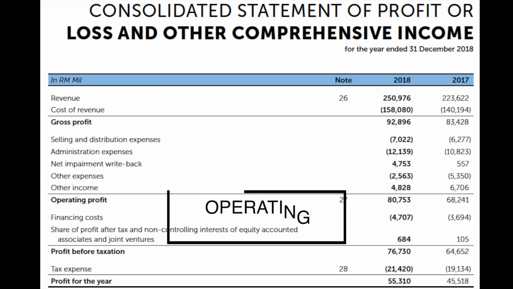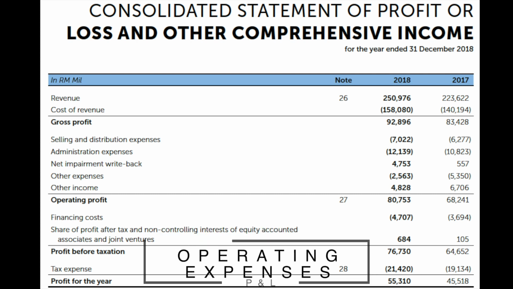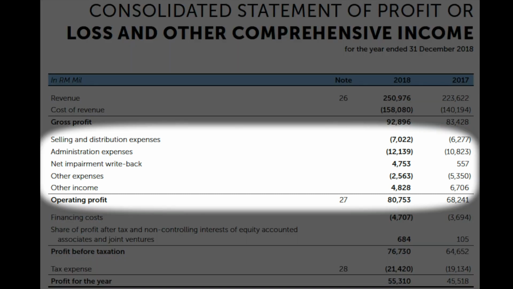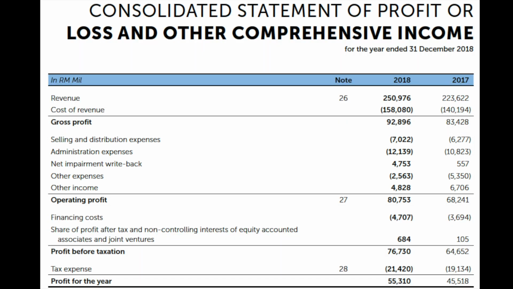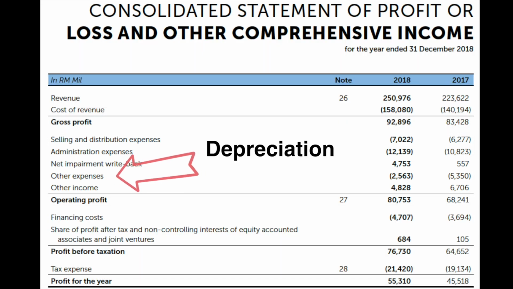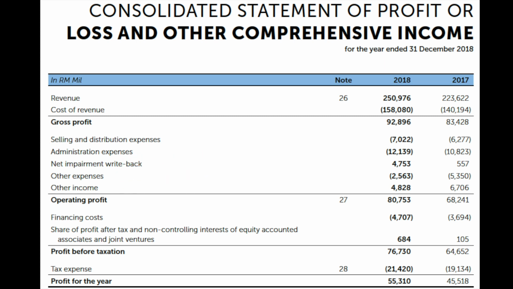Next, I look at the operating expenses, where you have all the expenses such as general and admin, your R&D expenses, your marketing expenses, your rental expenses, and many more. Note that in this section, some of the financial statements will usually lump the depreciation and amortization expense, which is very normal inside a profit and loss statement.